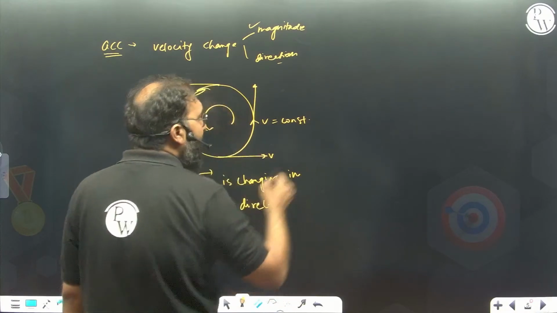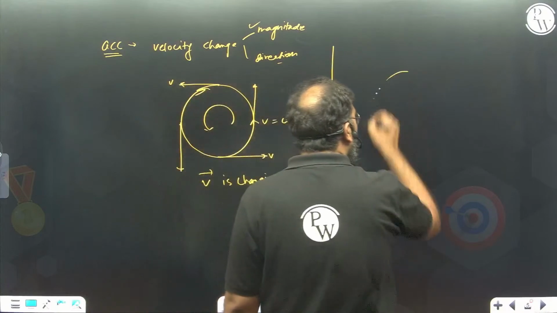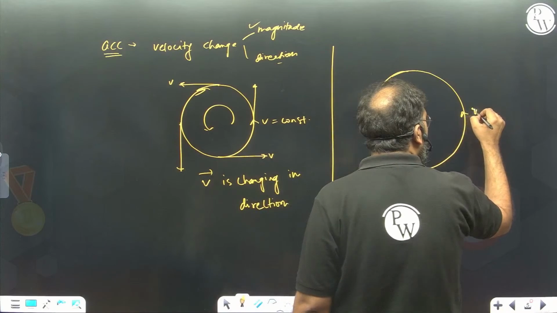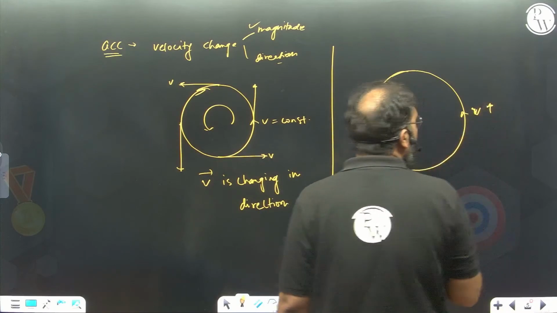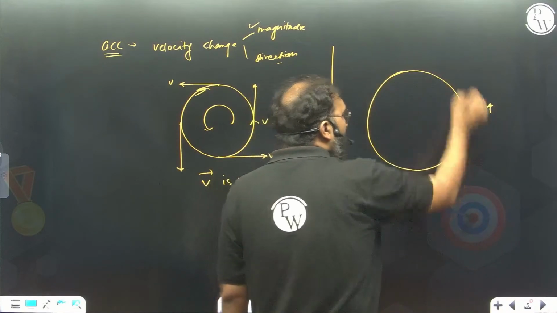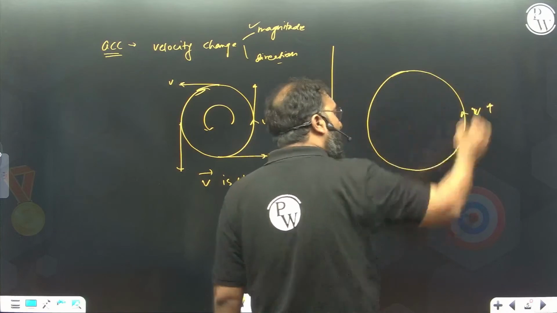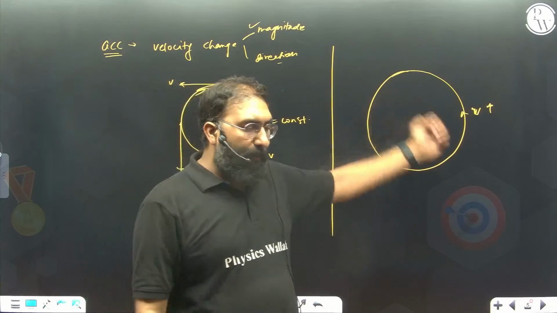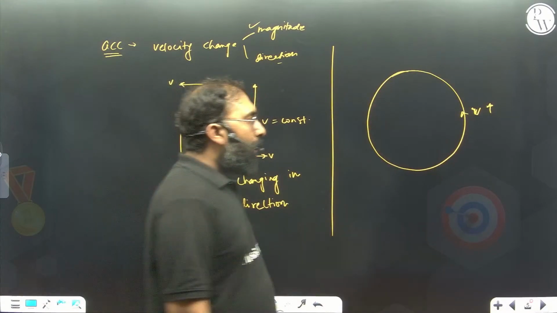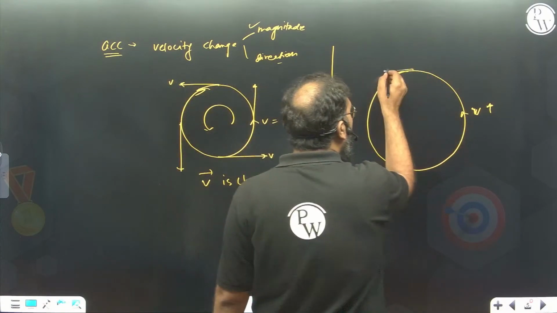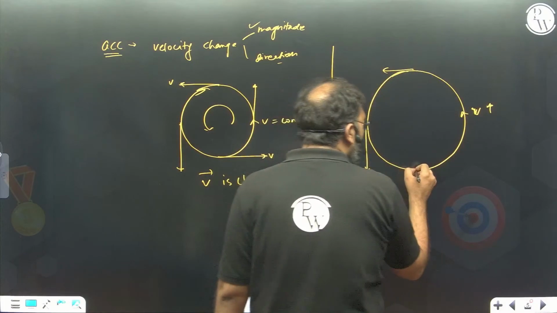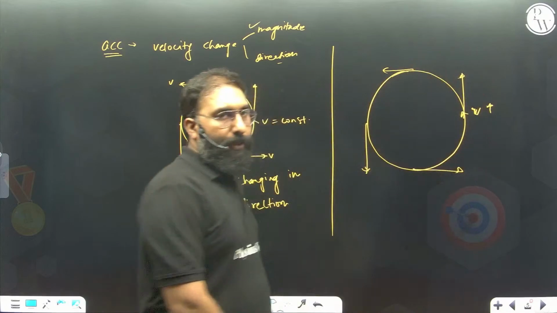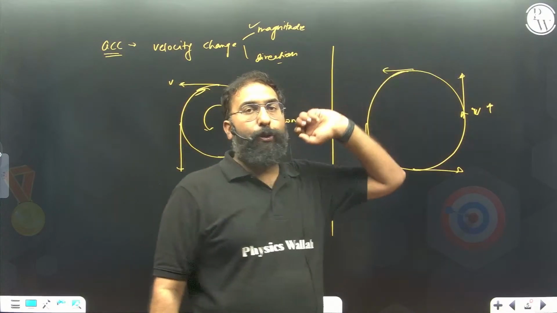But there are certain cases when a particle starts moving on this circular path and its speed v is increasing with time. As it moves on, it moves faster and faster. Continuously the speed of the particle is increasing. In this case, the direction of the velocity vector is already changing, it's not constant, and the magnitude is also changing.